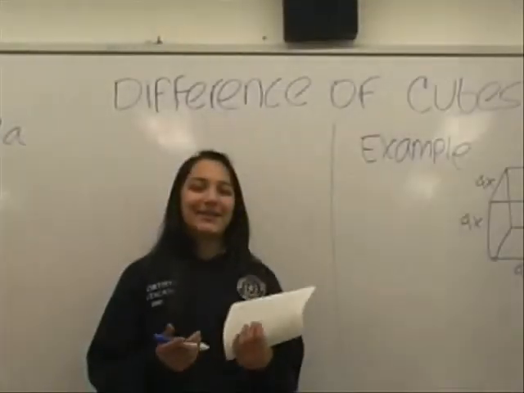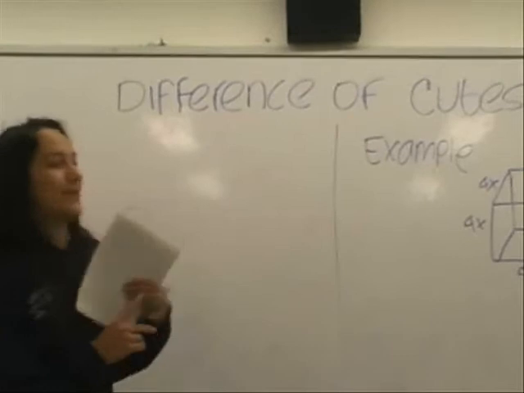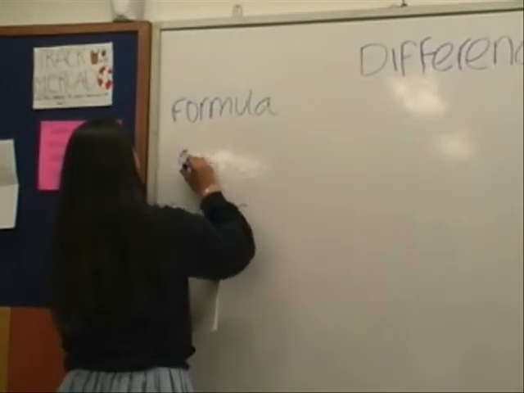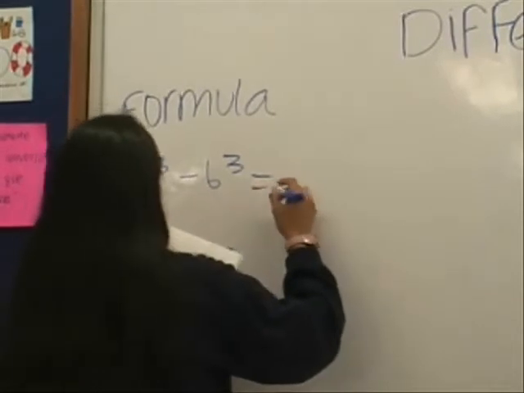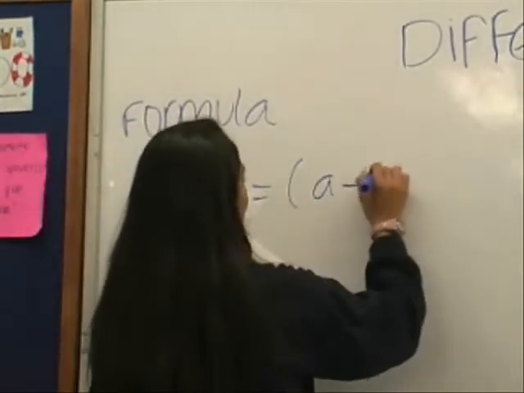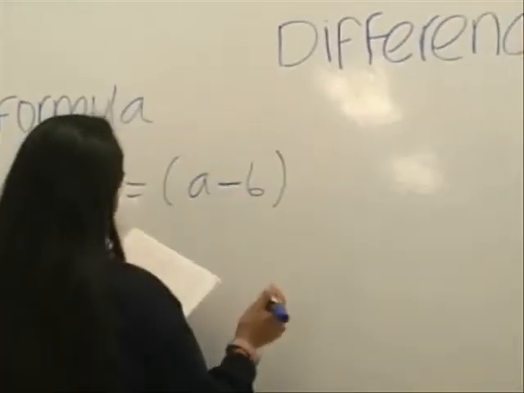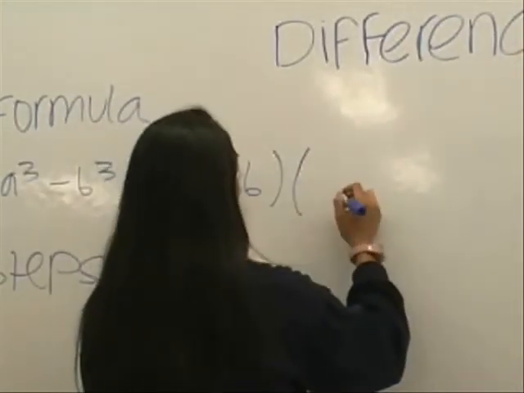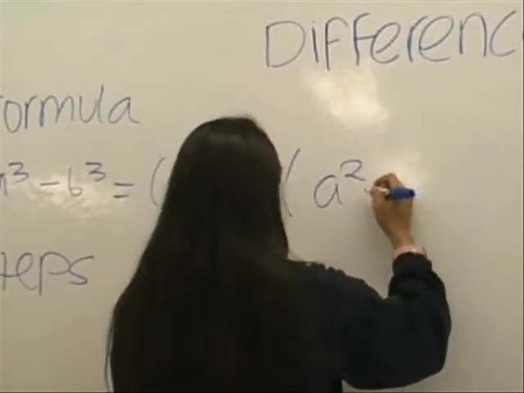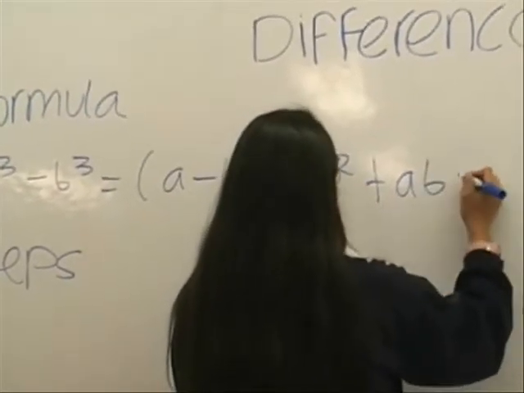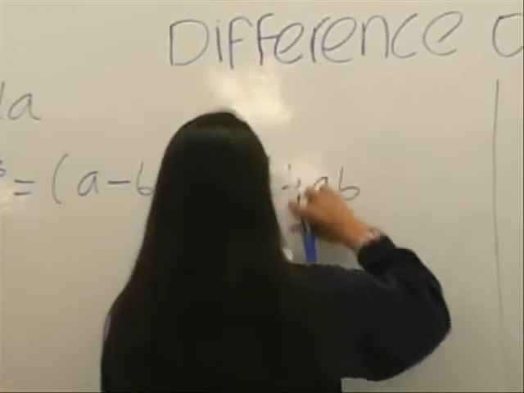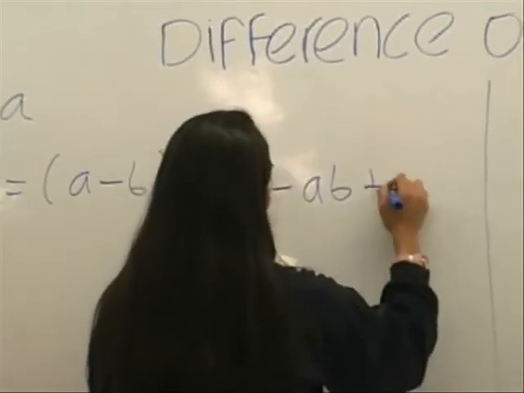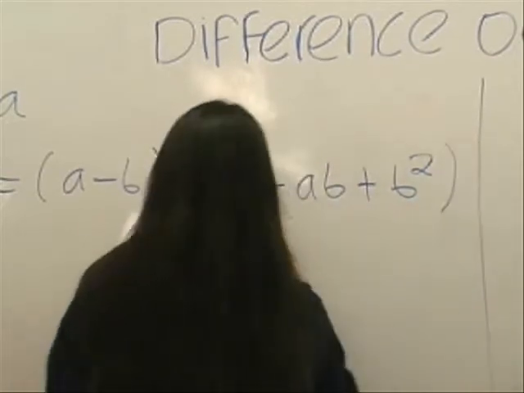Thank you. My name is Camila Solis and I'm going to explain you difference of cubes. So the formula for difference of cubes is open parenthesis a minus b close parenthesis, open parenthesis, a squared plus ab, there is a minus, plus b squared, and you close parenthesis.